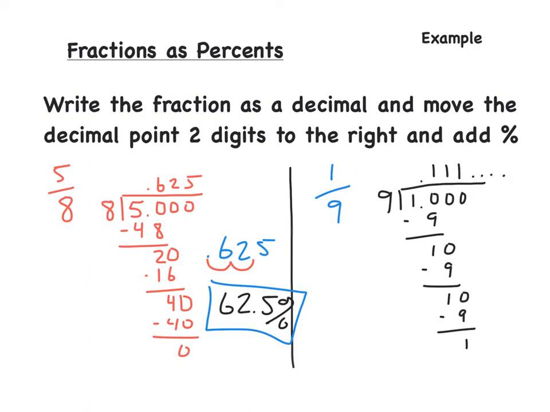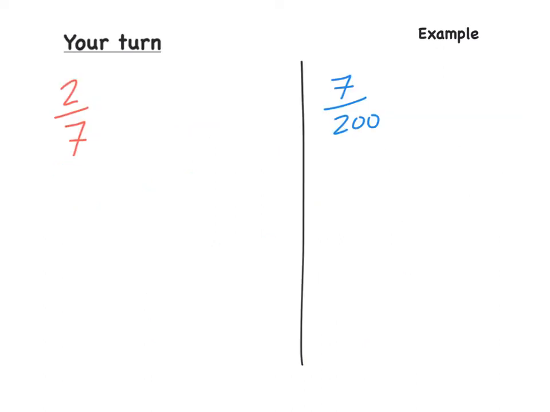So this is a repeating decimal. If we write this as 0.1 repeating, all that we would have to do is move the decimal 2 places to the right. If we rewrite it, it would be 11.1% with a bar over the 1, denoting that it is repeating. So this would be our final answer. Now what I want you to do is to pause the video and try these two for yourselves. Change the fraction into a percent.